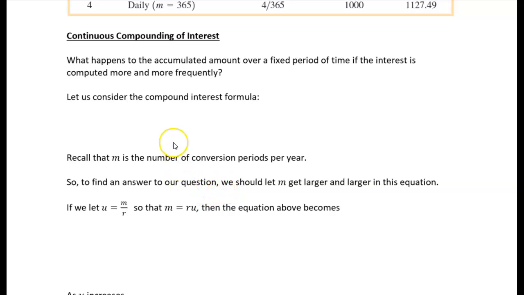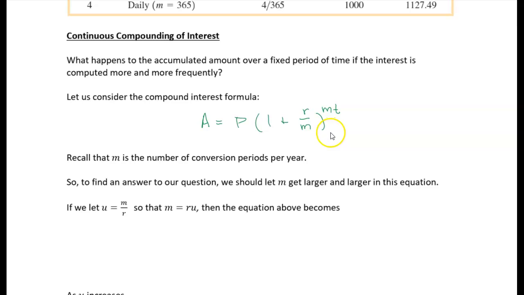So let's consider the compound interest formula. That's just the accumulated amount is equal to the principal times 1 plus the nominal interest rate over the number of conversion periods per year, to the power MT, right? The number of conversion periods per year times the number of years.